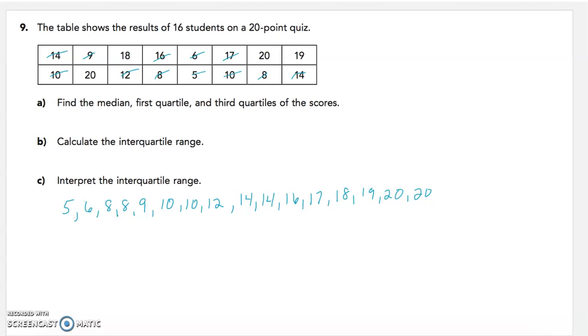Hello everyone, these are the answers for numbers 9 through 12 on the 9.1 worksheet. This homework was assigned on Wednesday, May 6th.